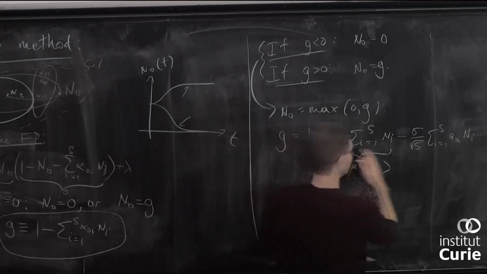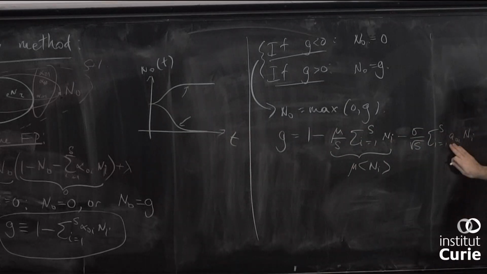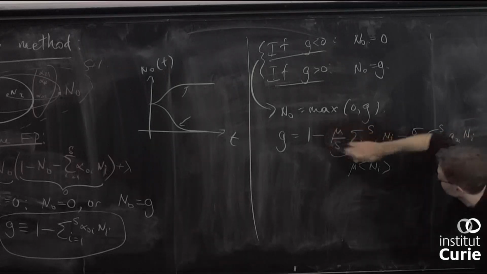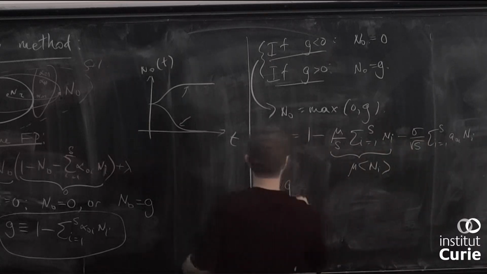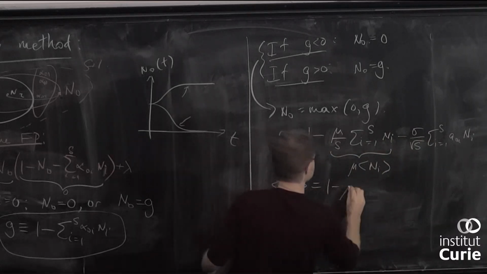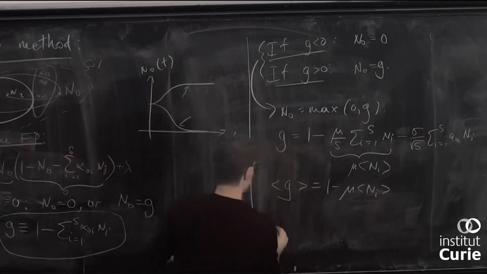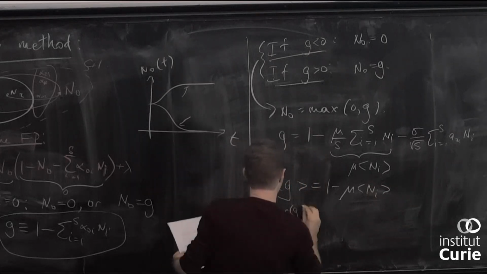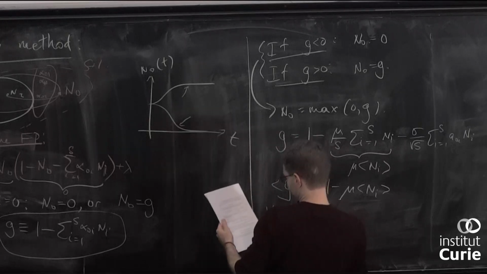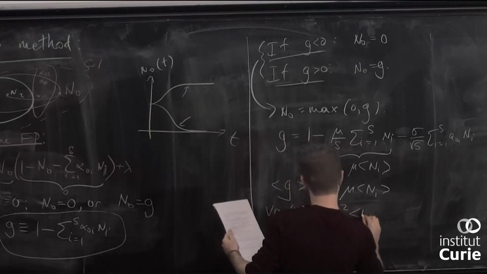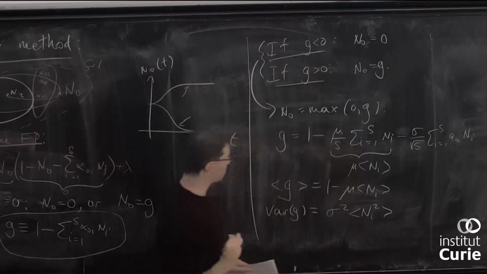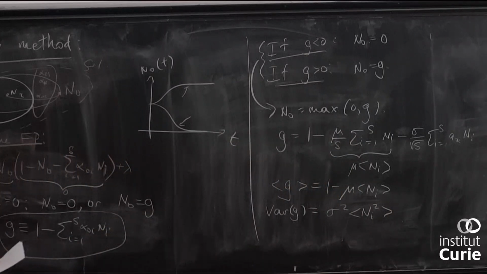Okay, I take the mean, and I'm just giving you an example. Take the mean of this thing. This isn't just a number, and here the mean of this thing, A0i, will be 0. So I'll just get 1 minus mu Ni. So G average is 1 minus mu times the mean of Ni, and I can also do the variance of G, and I get, if you do it, sigma squared times the average of Ni squared. Okay, do the calculation.